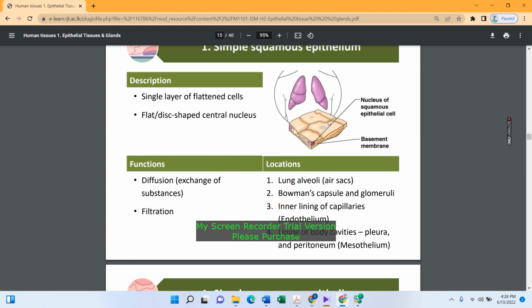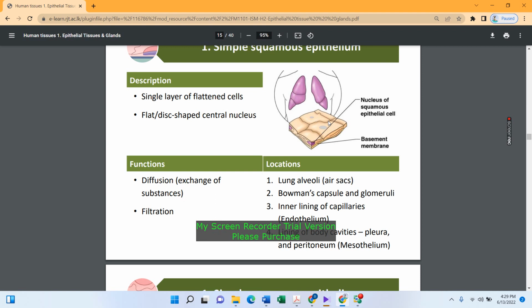And then also in blood vessels, we know that the alveoli are covered with capillaries, right? So they also have to be thin, having a thin wall. These capillary blood vessels have to have thin walls, because they also have to participate in exchange of substances. Oxygen and other gases are being exchanged by capillaries. So the inner lining of capillaries, and also the lining of body cavities such as pleura and peritoneum.